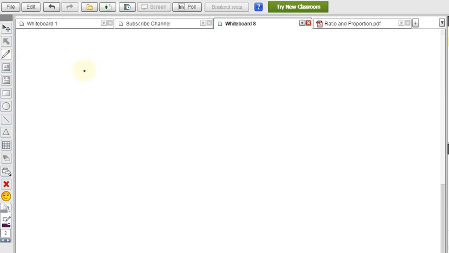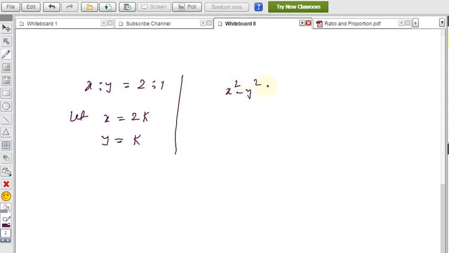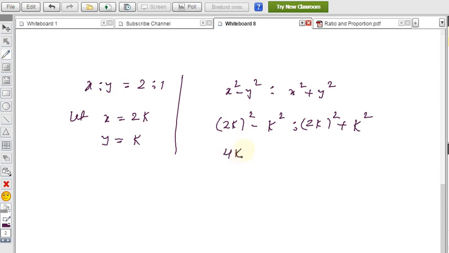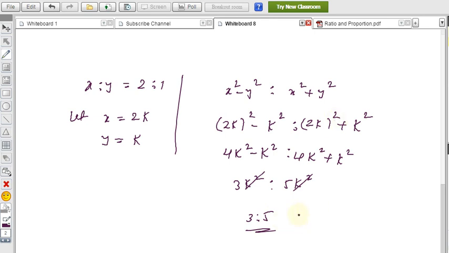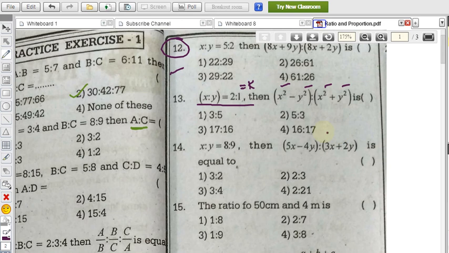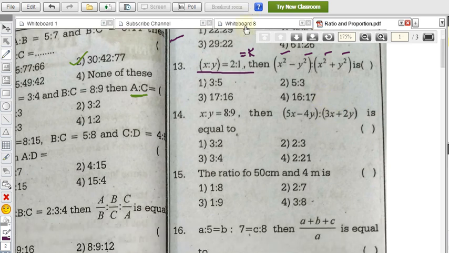So account notation if you want, then what you can take, the question is x is to y is equal to 2 is to 1. So let x is equal to 2 times some k and y is equal to 1k, that is k. So we ought to find the value of x square minus y square is to x square plus y square. So 2k whole square minus k square is to 2k whole square plus k square. 2k whole square is 4k square minus k square, 4k square plus k square. This is 3k square and this is 5k square. K square cancel, then 3 is to 5. Fine. Just if you simplify also, means after eliminating the same ratio both sides, then you get the answer 3 is to 5. 3 is to 5, right?